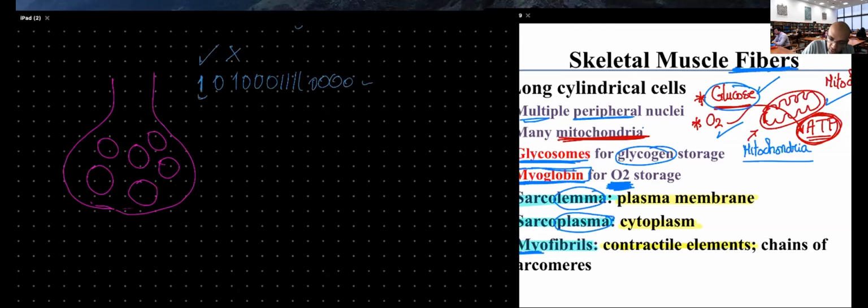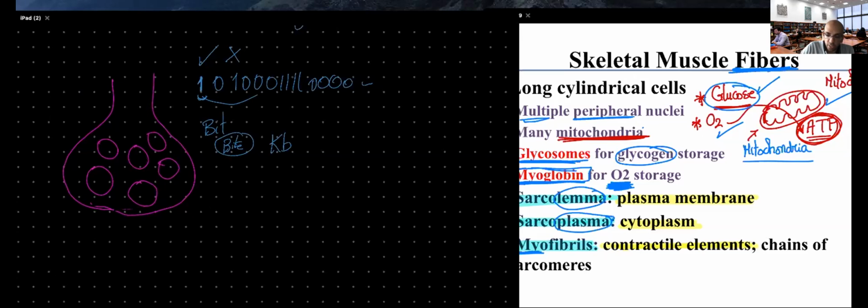Each one of them here is called a bit. And together, 7 of them is going to be a byte. Then 1,000 bytes is going to be a kilobyte. 1,000 kilobytes is going to be a megabyte. 1,000 megabytes is going to be a gigabyte. 1,000 is going to be a terabyte, and so on.